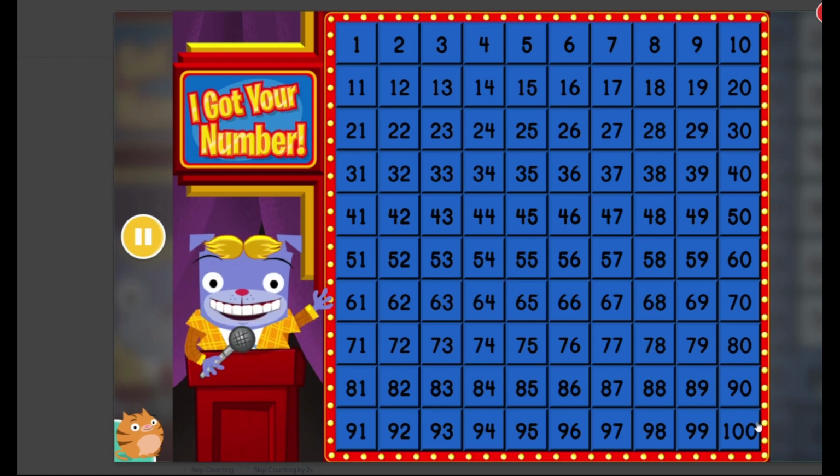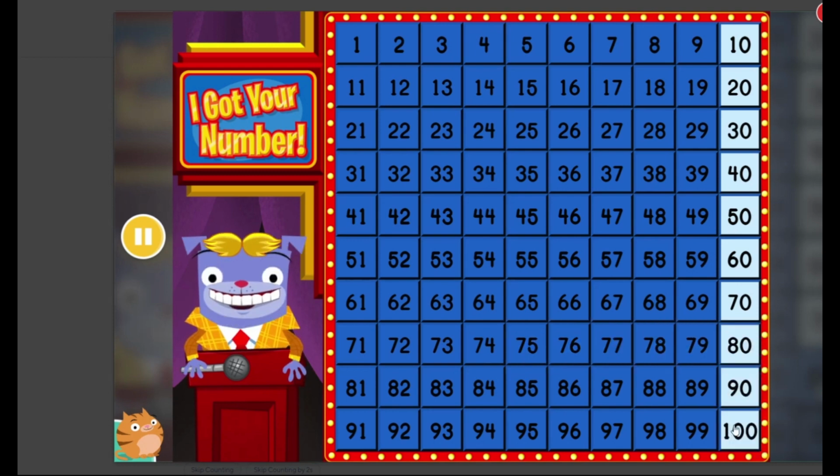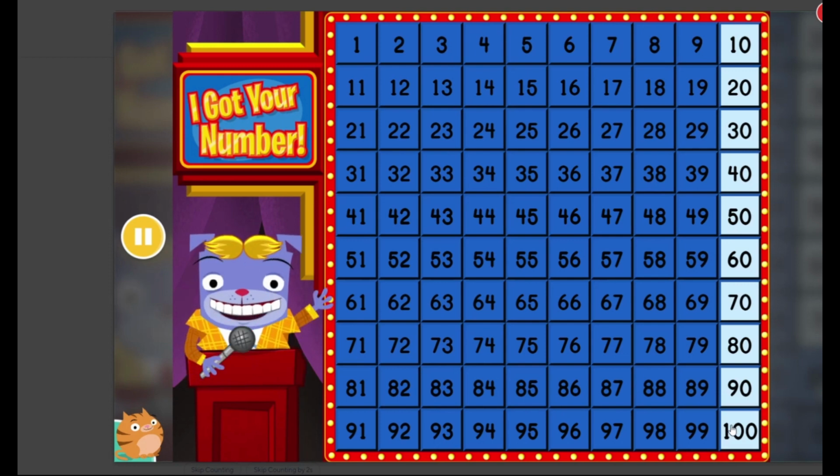Now for the final question. Count by tens, starting with the number 10. That's right.